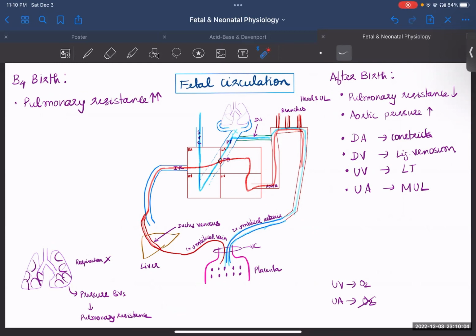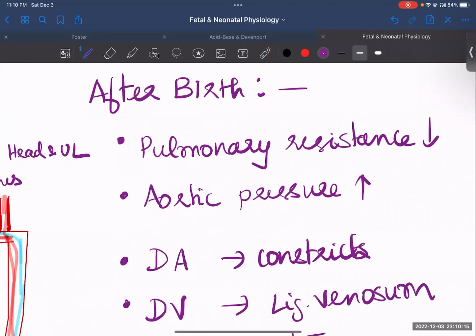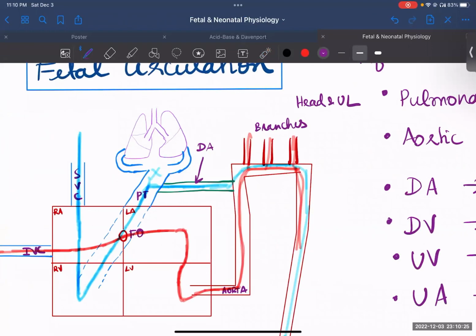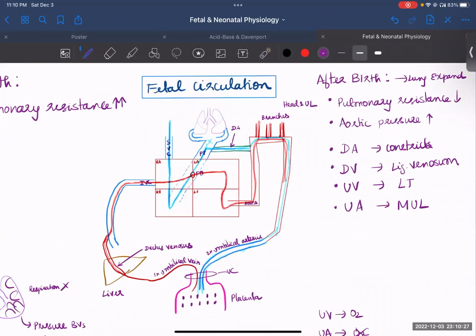So as soon as the baby is delivered, the lung is going to expand. When the lung expands, it is not collapsed anymore. So if it is going to expand, the pulmonary resistance will decrease, and blood flow will increase towards the lungs. You won't have this factor here to stop the blood entering the lungs.